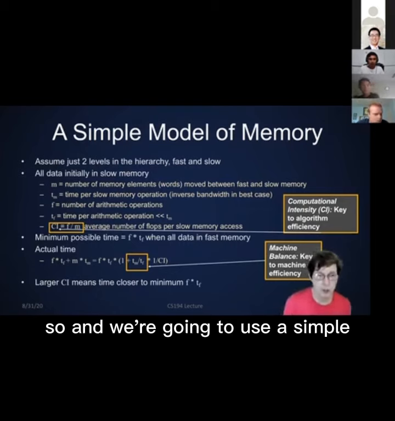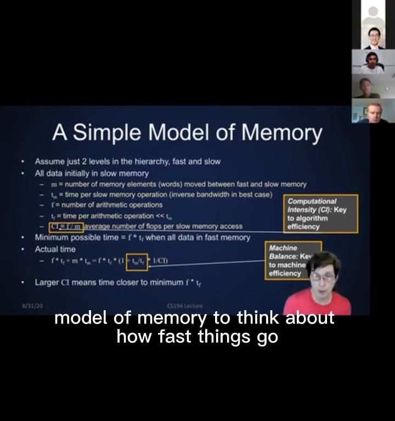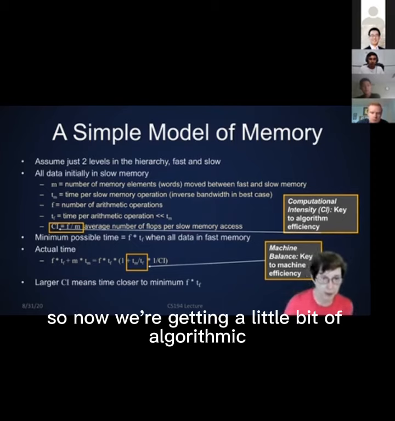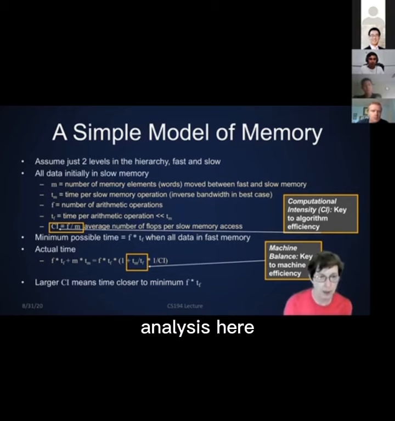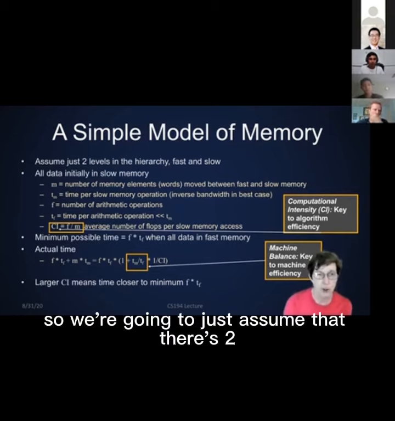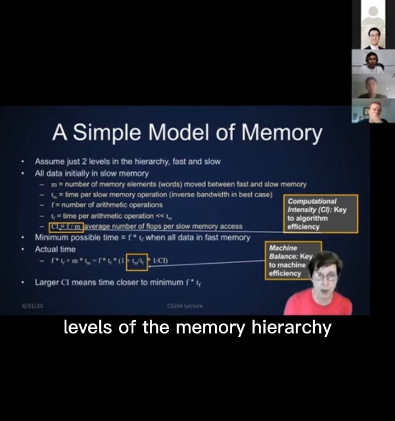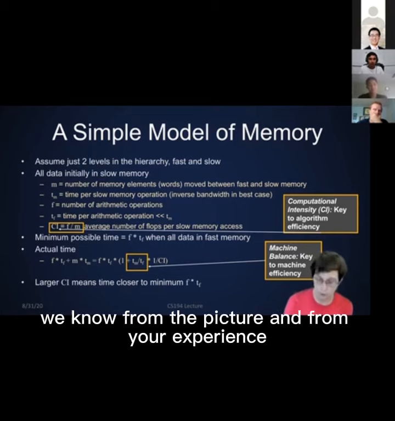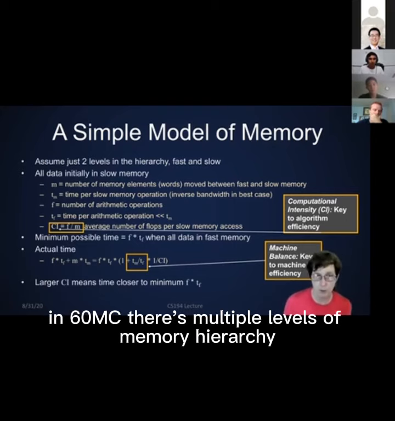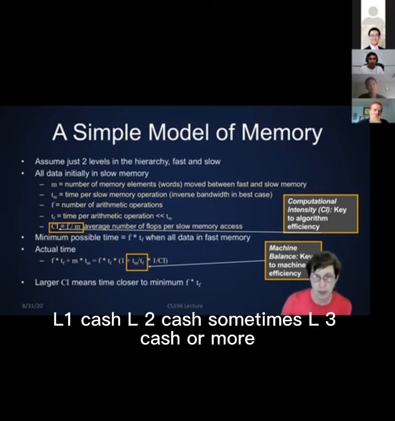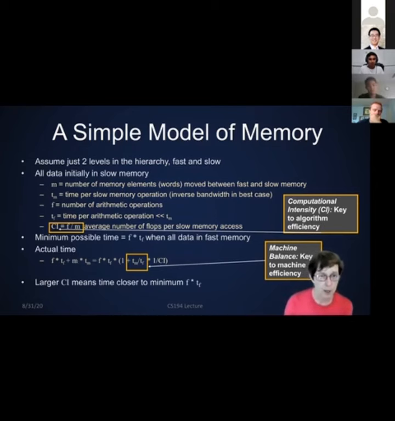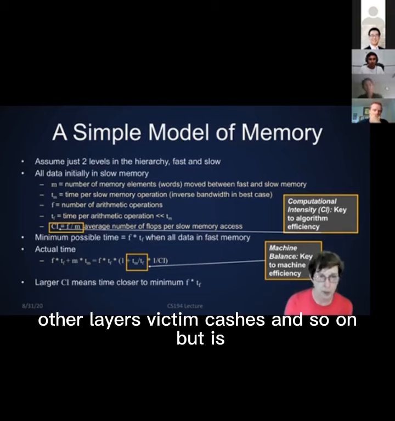And we're going to use a simple model of memory to think about how fast things go. So now we're getting a little bit of algorithmic analysis here. We're going to just assume that there's two levels of the memory hierarchy: fast memory and slow memory. And of course, we know from the picture and from your experience in 61C, there's multiple levels of memory hierarchy. There's registers, L1 cache, L2 cache, sometimes L3 cache or more. There may be other layers, victim caches, and so on.